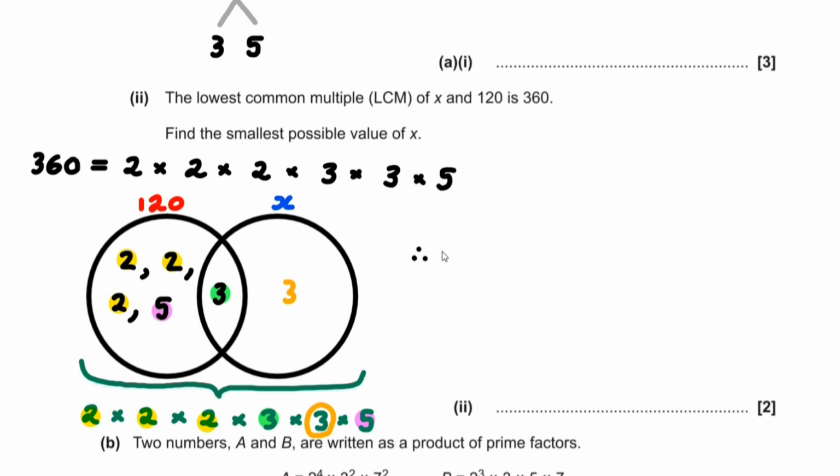So x equals 3 multiplied by 3, which is 9. So the smallest value of x is 9.